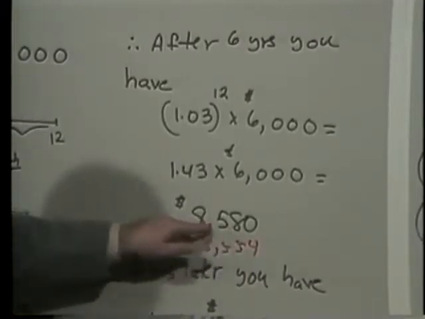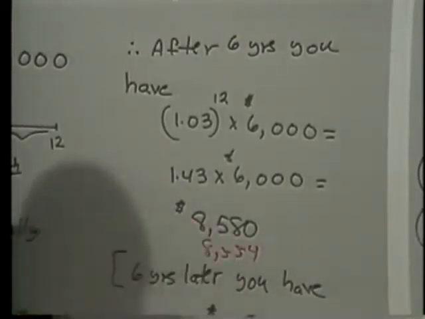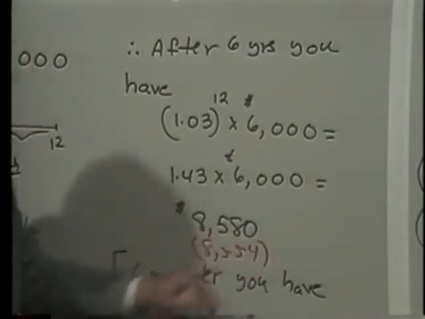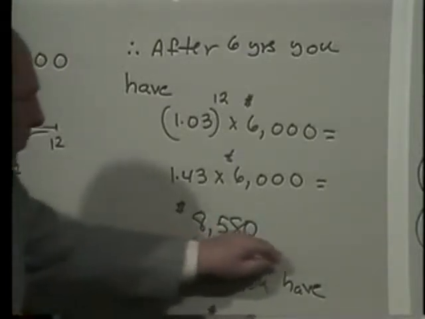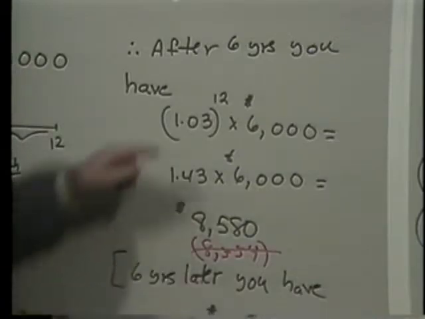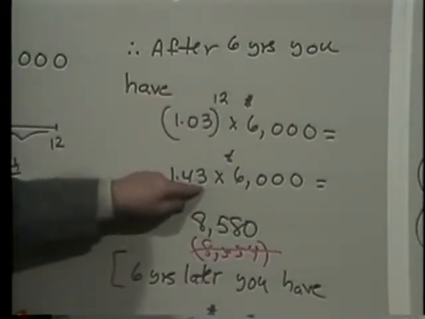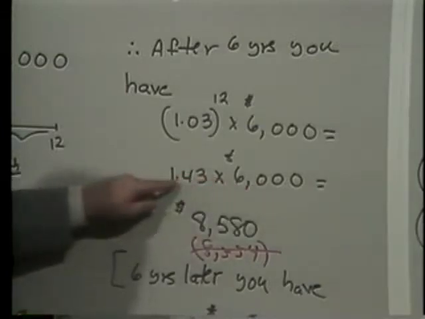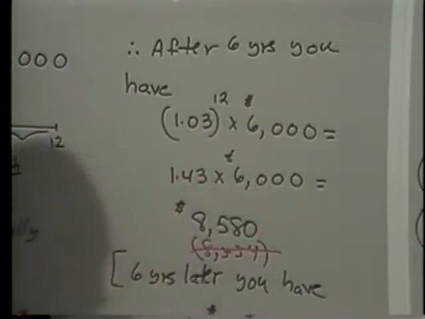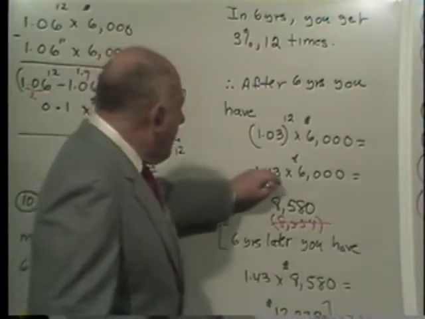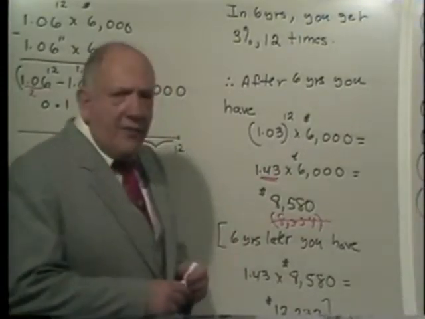this $8,580 really should have been $8,554, but that's based on the exact amount. In this problem, we're basing things on what? The fact that 1.03 to the 12th is 1.43. So we multiply the 6,000 by 1.43, and that gives us $8,580. And by the way, this rate applies for every 6-year period.